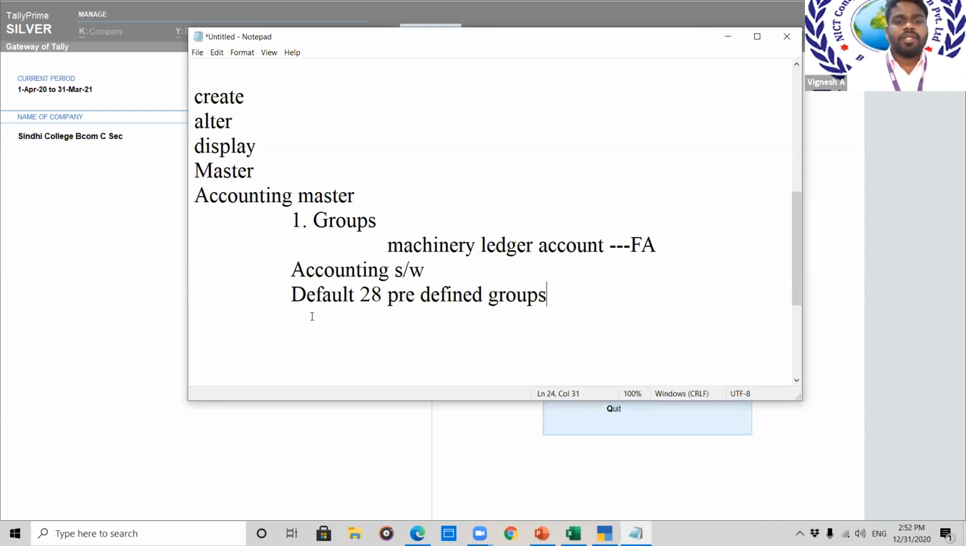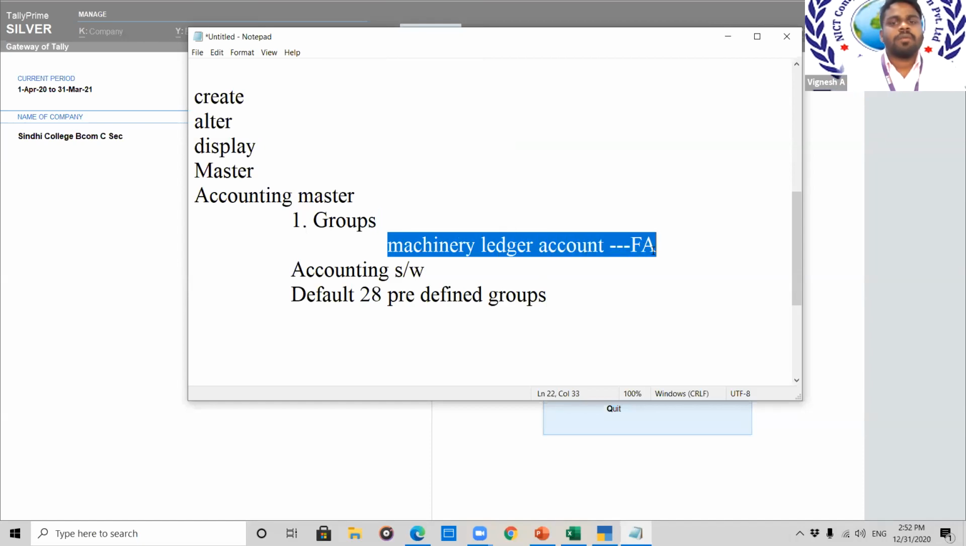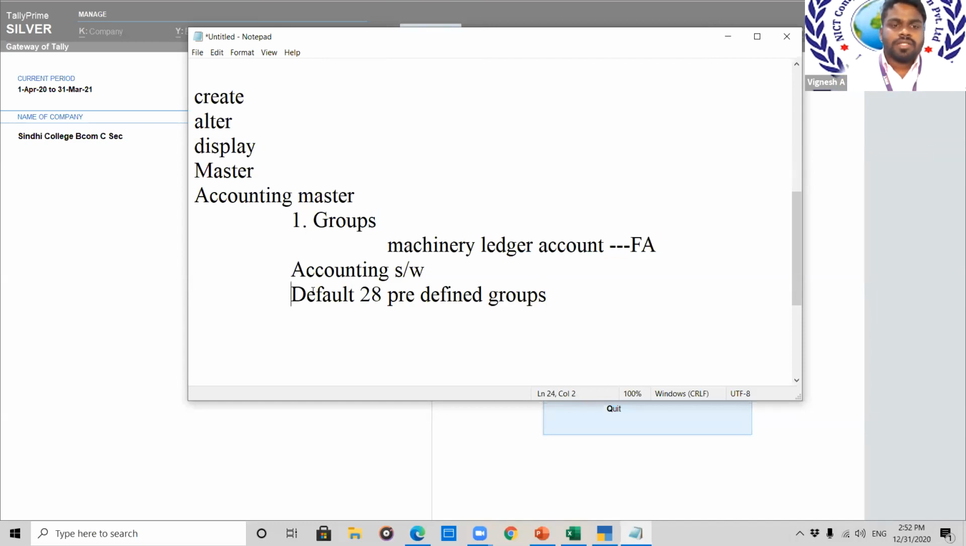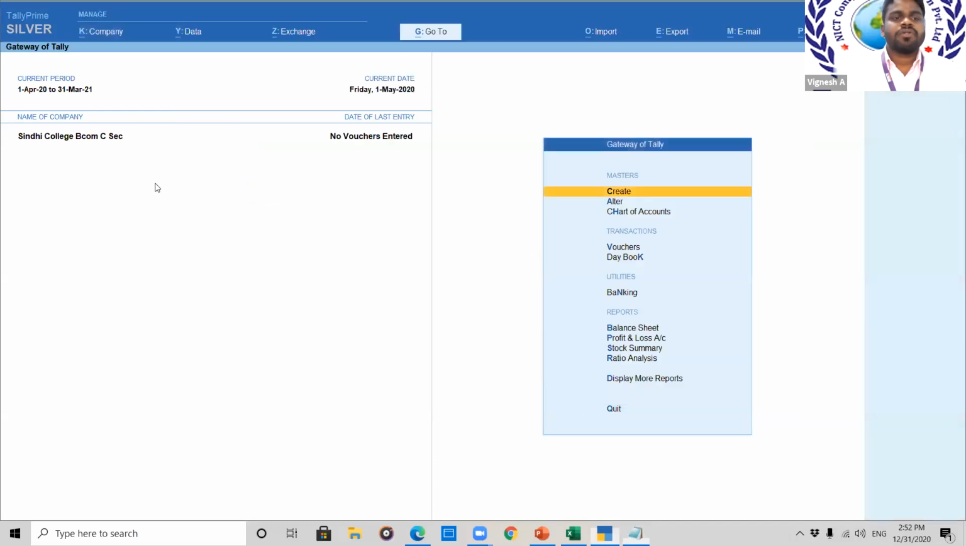Okay, coming to the point, as I told you, when it comes to accounting masters, we are talking about groups. I explained what a group is about. The creation of this main thing is about the group fixed assets. As I told you, Tally gives you 28 predefined groups by default. Let us see which are those. Okay, go to your Tally.